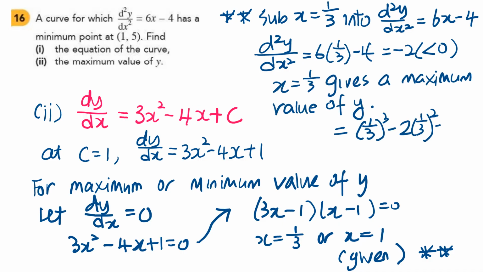Okay, so we substitute into the equation of y we found earlier on. So the maximum value of y is 4 over 27. So these questions involve the concepts we've learned earlier on, maximum and minimum points, that kind of thing. All right, so let me repeat, all these 2 chapters, in fact 3 chapters, are all related. So you need to learn your differentiation well before you tackle your integration.